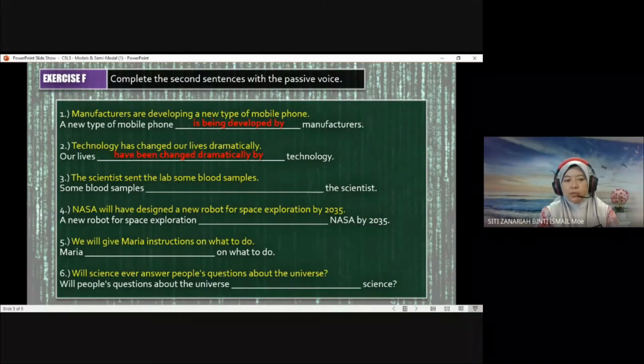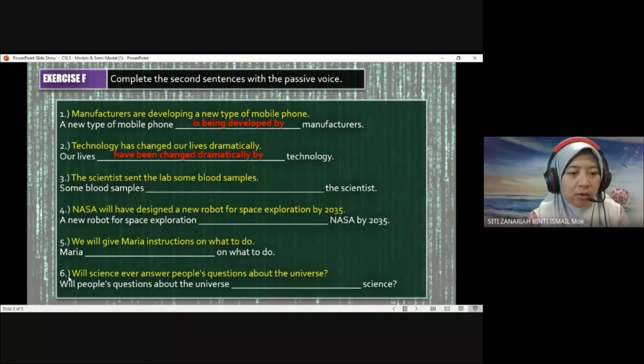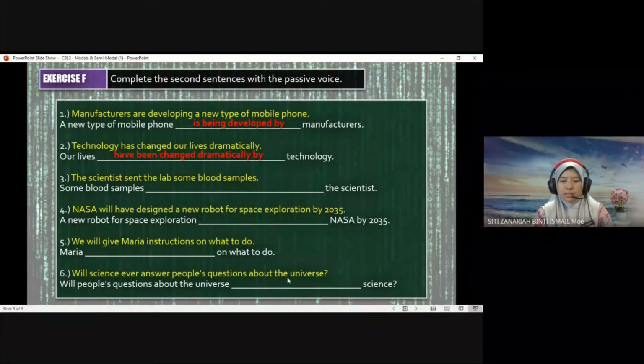What about question number 3 until question number 6? I want you to answer in your grammar exercise book. Write the first sentence in the active voice, followed by the answer written in the passive voice. Please answer all questions, number 1 until number 6, in your grammar exercise book.